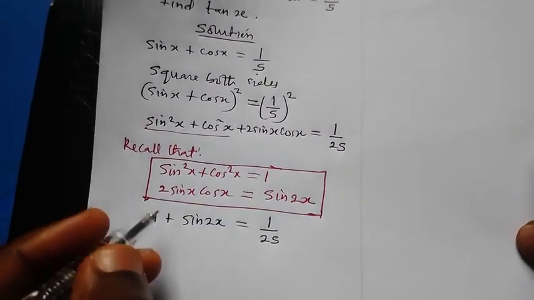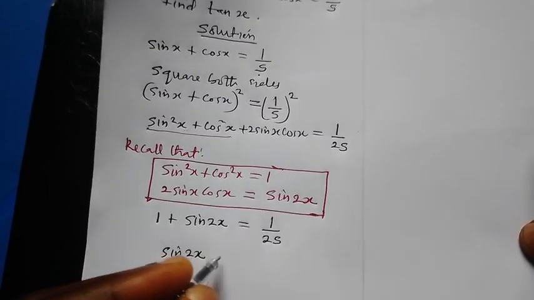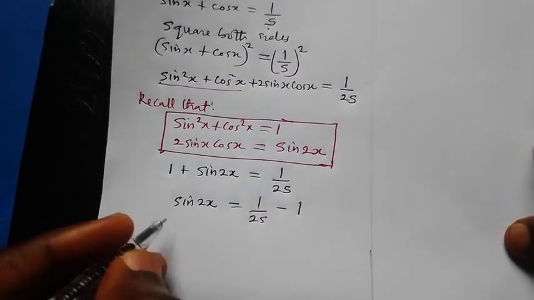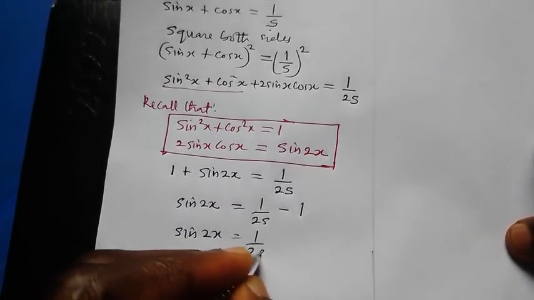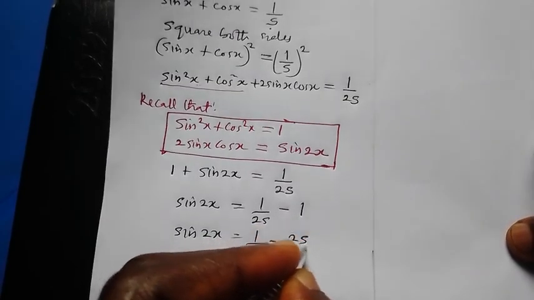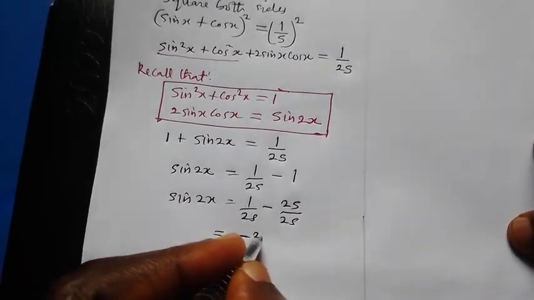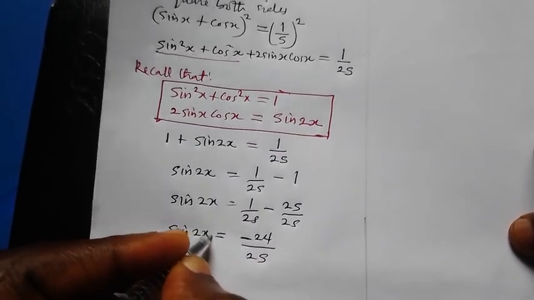So we can subtract 1 from both sides so that we have sin 2x equals 1 over 25 minus 1. Which can be rewritten as sin 2x equals 1 over 25 minus 25 over 25, right? Such that if you subtract this, we have minus 24 over 25 as our sin 2x.